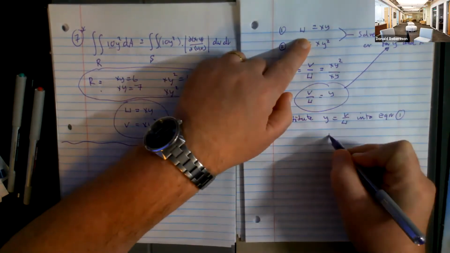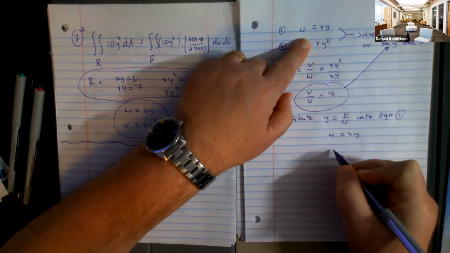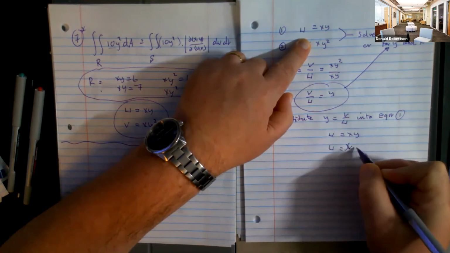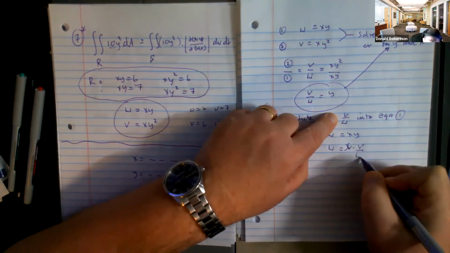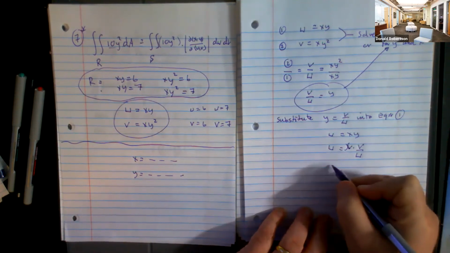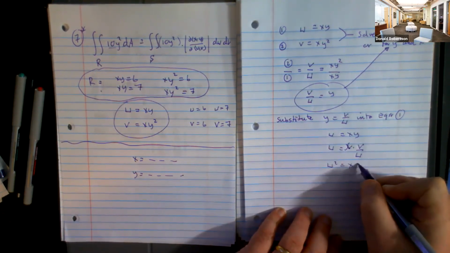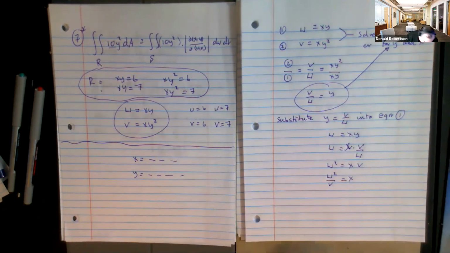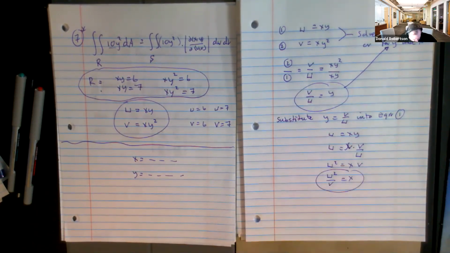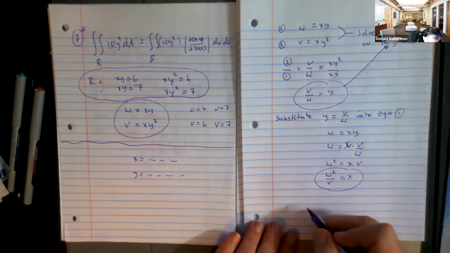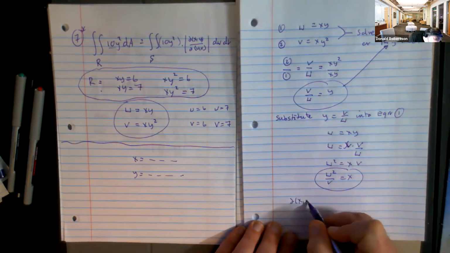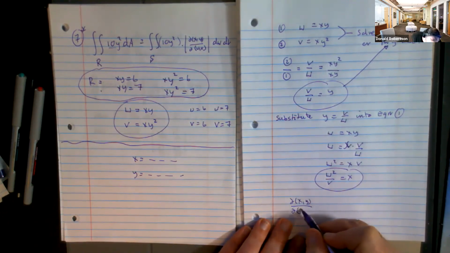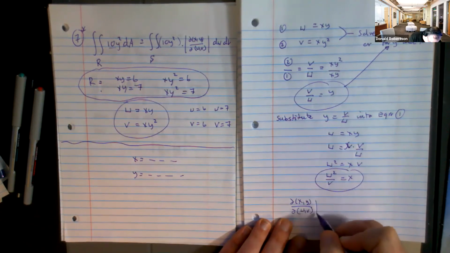We have u equals xy, u equals, oops, x times v over u. What does that give me? U squared is xv. That means x is u over v. And why do we need those darn things? Because don't we have to find that darn thing?